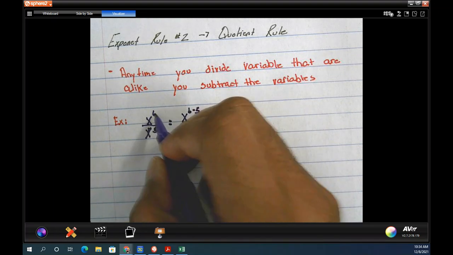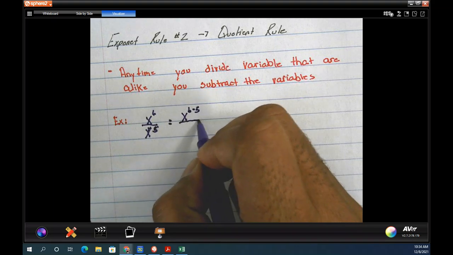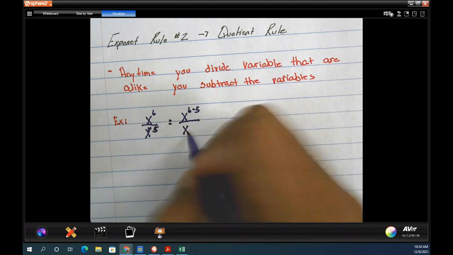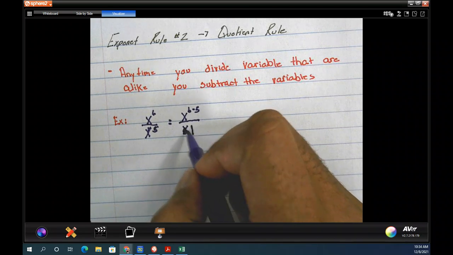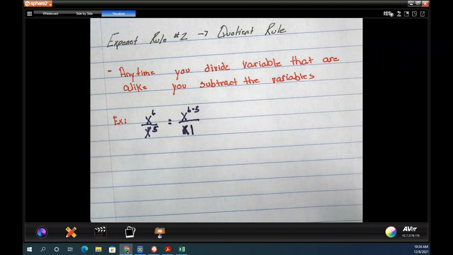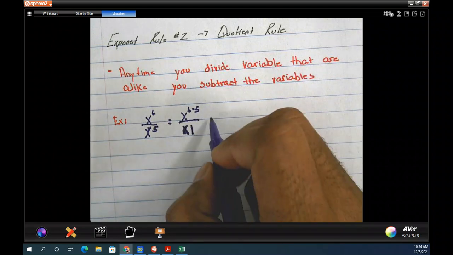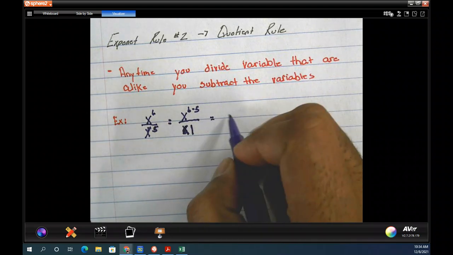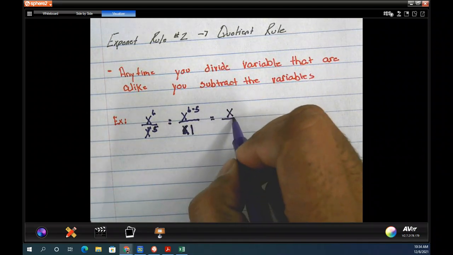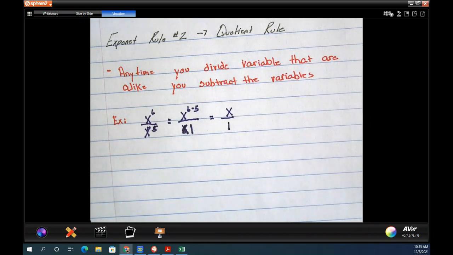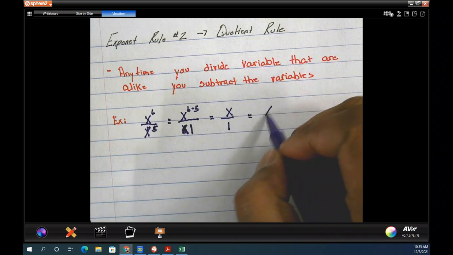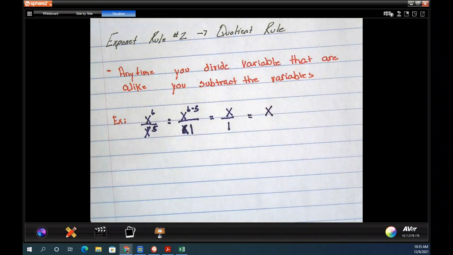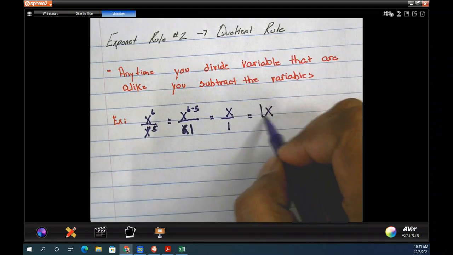We're moving this up there. So what we have left down here is 1. That's all we have left down there. 6 minus 5 is 1. So we can just go x over 1. And x over 1 is just equal to x. Anything over 1. So your answer there would just be x.